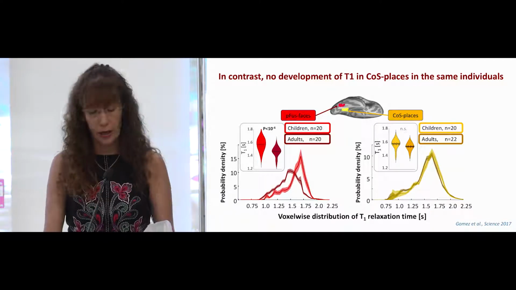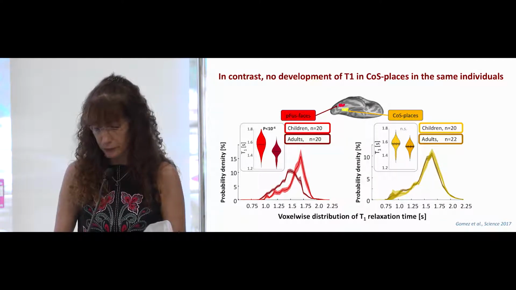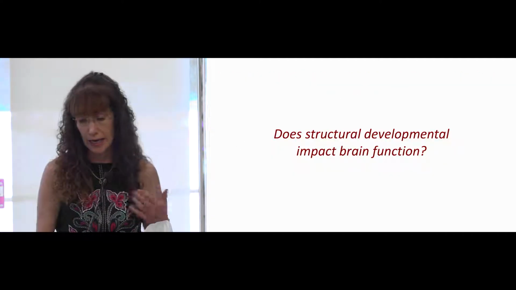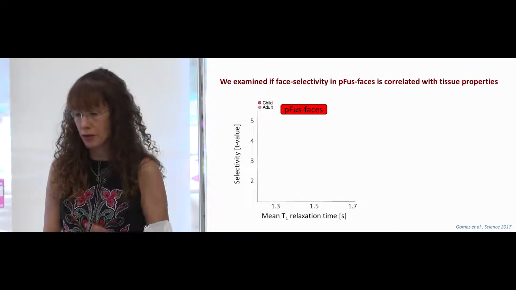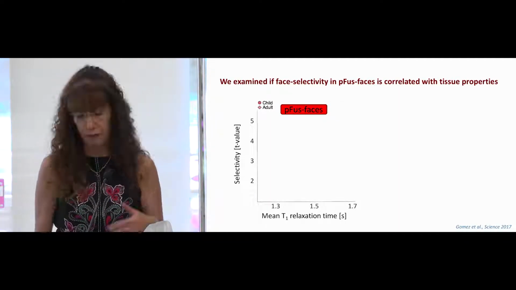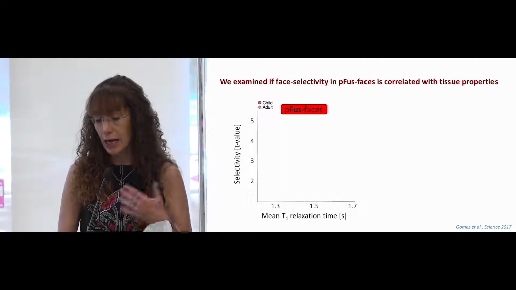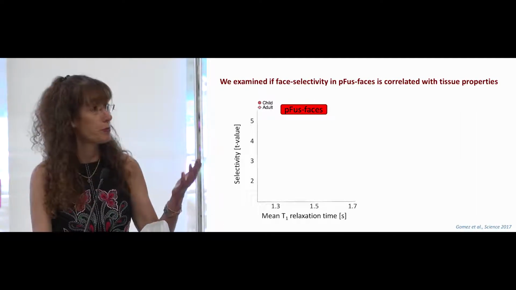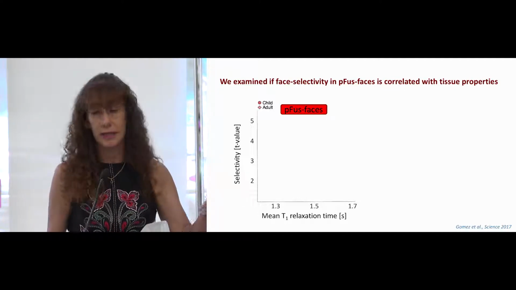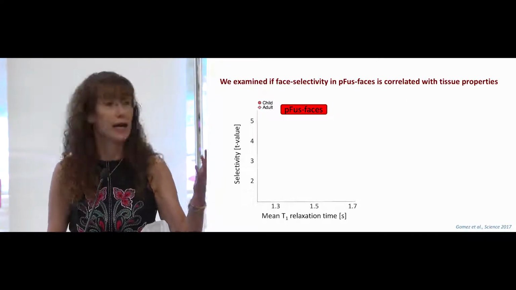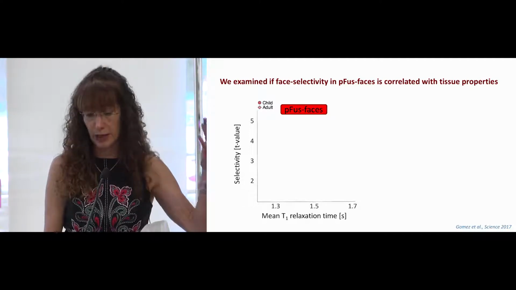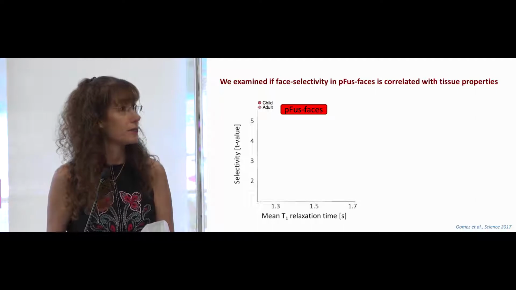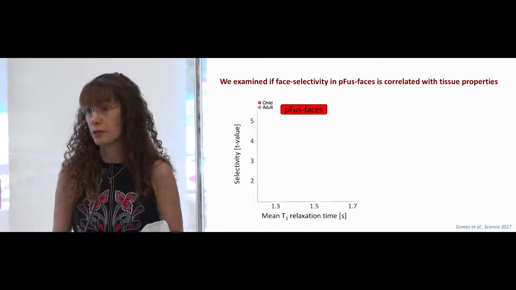So does structural development impact brain function? One metric of brain function is looking at how selective a brain region is to its preferred stimulus. You can think of functional selectivity as a metric of how good this region is at discriminating one stimulus from another stimulus. So in each participant, we measure with independent data a selectivity or a preference for faces, and we see if there's a relationship between preference to faces and T1 relaxation time in our pFus-faces. Each dot in this graph is a participant.